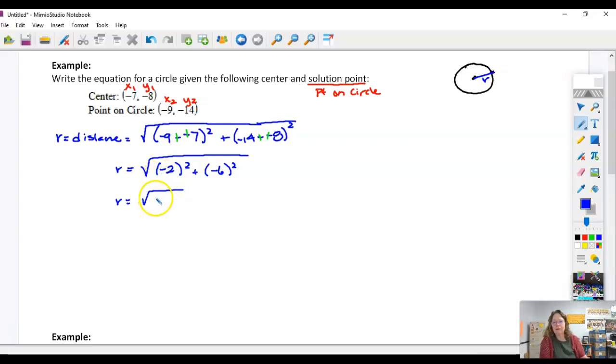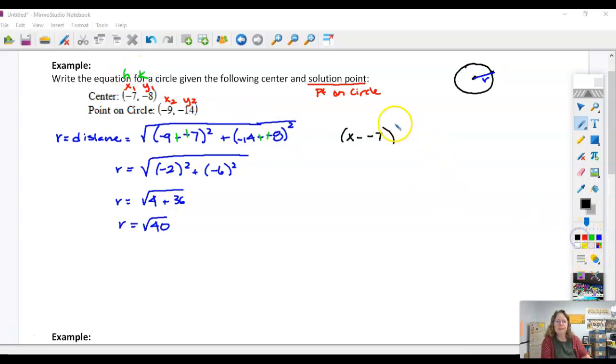Negative 2 squared, negative 2 times negative 2 is positive 4, and then 36, and then our radius is the square root of 40. And again, don't reduce it, don't simplify it, don't go decimal, just leave it like it is. And so then our answer would be, for the circle, x minus a negative 7, now ready to go for the HK part, so H and K.